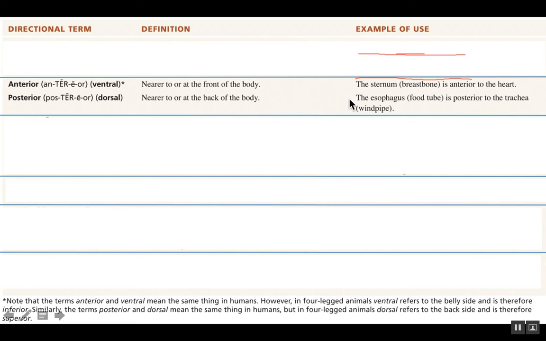In your throat or in your neck, you have two tubes, one for food, one for air. Your esophagus transports food down to your stomach, whereas your trachea transports air down to your lungs. Well, these two tubes are anterior and posterior to one another. The esophagus is the one in the back, so it is posterior to the trachea.